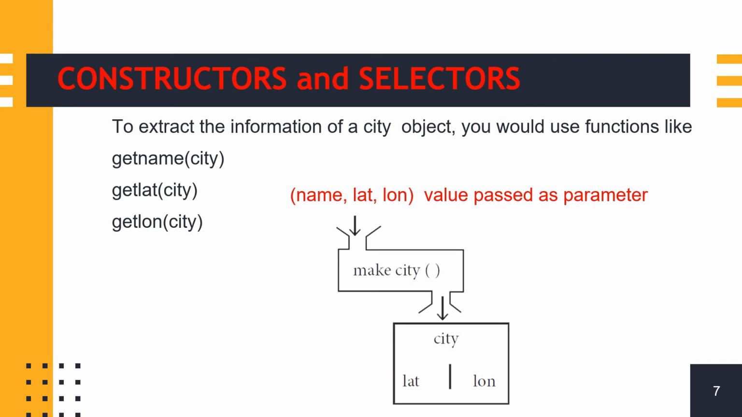Now to extract the information of a city object, you would use functions like get_name(city), get_lat(city), and get_lon(city). The name, lat, lon values are passed as parameters. Make city goes to latitude and longitude.